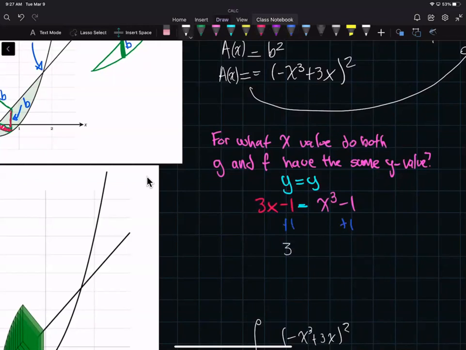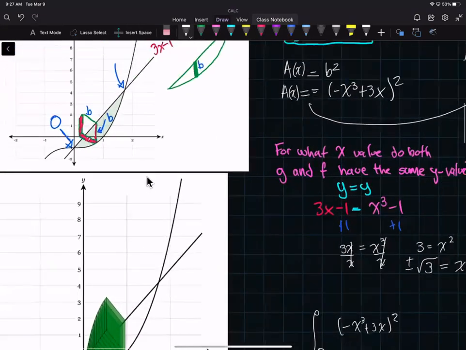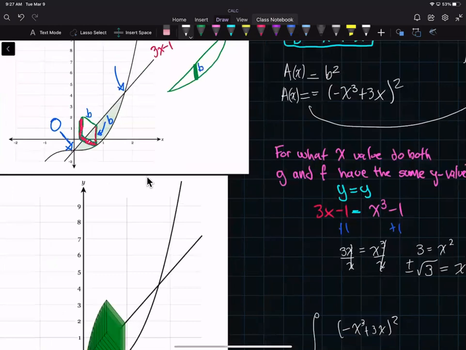So thank you for those of you who answered. This is 3x is equal to x cubed divided by 3. Divided by x, divided by x. These cancel out. 3 is equal to x squared. So plus or minus radical 3 is equal to x. And as you can see, I'm interested in the positive one. So radical 3 is the correct answer.